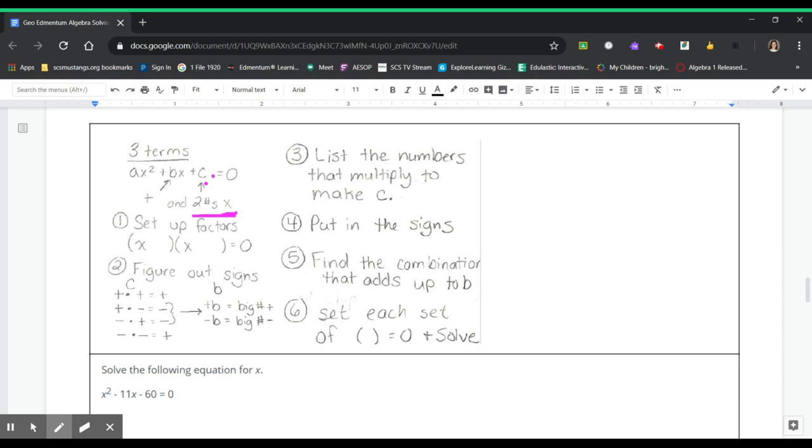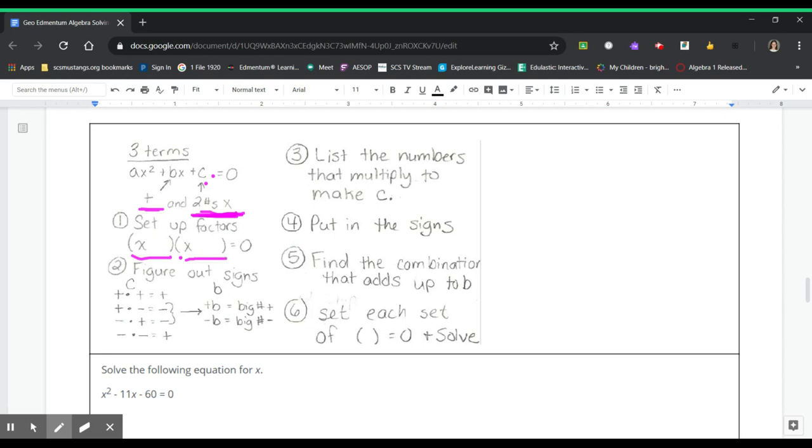The term with just the x has to come second, and the term with just the c has to come third. So we're looking for two numbers that multiply to make c, and those same two numbers have to add to give us the b value. So for the steps, we're going to set up our factors. We're going to do the quantity of x times the quantity of x, because we know that's what's going to happen. Following the steps that I gave you at the very beginning, this is what factors look like. And it's going to be set equal to 0.